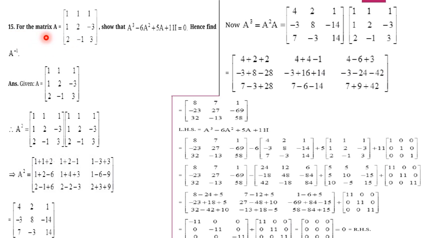Then the 15th one, for this matrix A, show that A cube minus 6A square plus 5A plus 11I is 0, and you have to find A inverse. So again here, same way, first we find A cube. First multiply, find A square, then find A cube, and then just substitute in this equation. This sum is very long, children, and this is the reason why I chose this way to send you videos, because it's impossible for me to write these big sums on the board. So this is equal to 0.